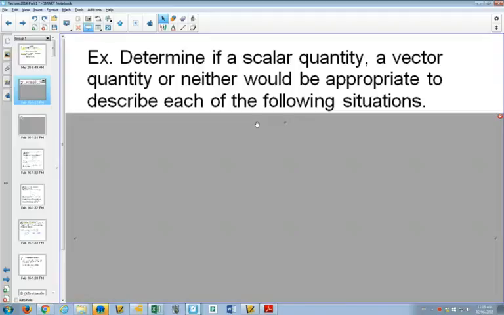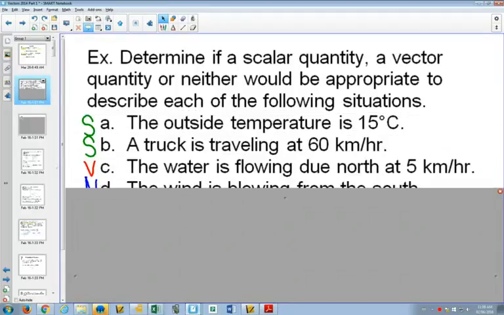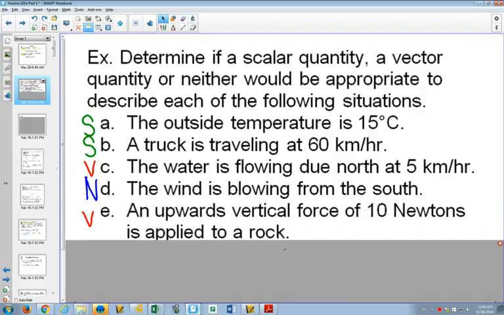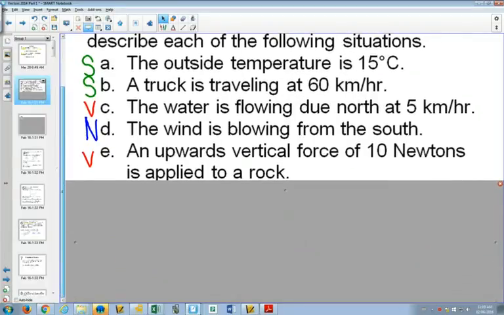All right, how did you do? Scalar, scalar. Those ones have no direction. You've got a speed there in B, but there's no direction. Outside temperature is just a measurement. If you have just a direction, like the wind is blowing from the south, that's neither. If we gave a speed to that wind, then it would be a vector. But in that case, it's just neither.